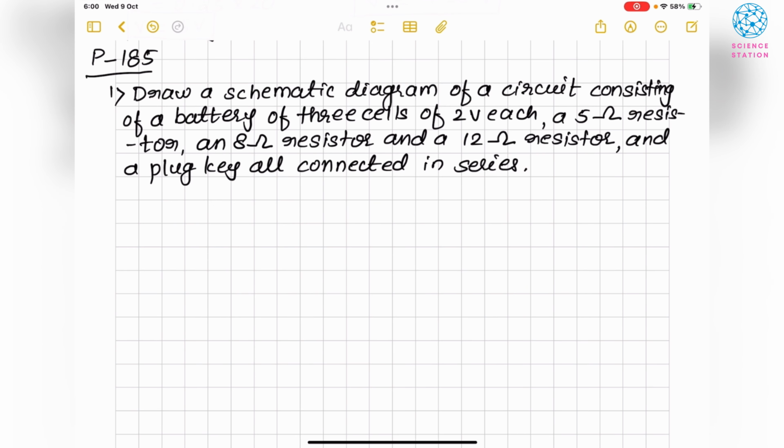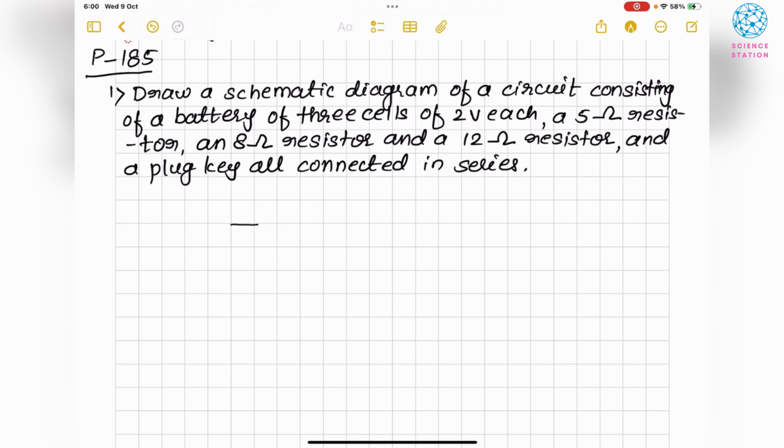Now next question is first one at page 185. Draw a diagram of a circuit consisting of a battery of 3 cells of 2 volt each, a 5 ohm resistor, an 8 ohm resistor and a 12 ohm resistor and a plug key, all connected in series.